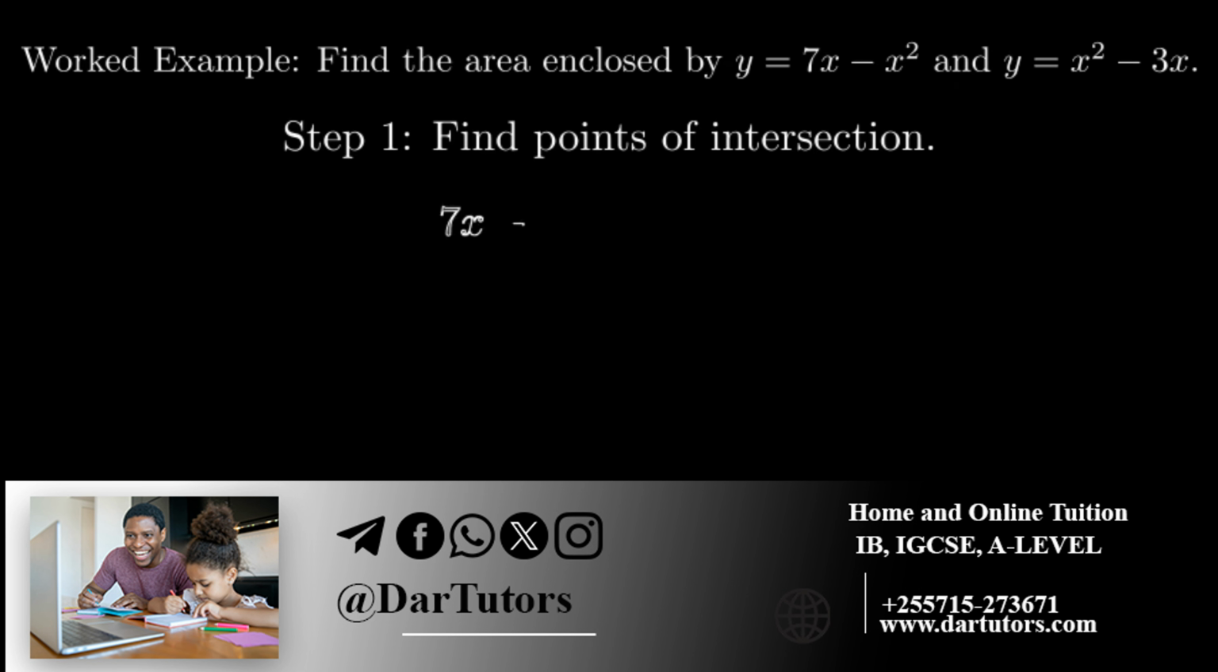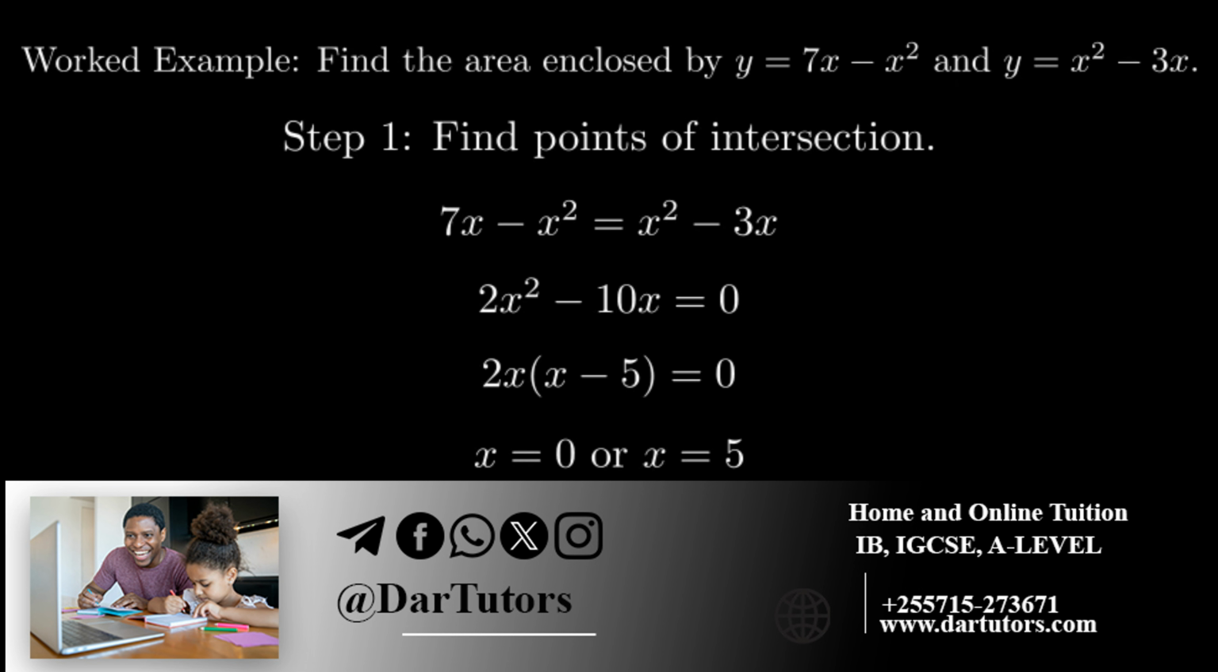To find the intersection points, we set the two functions equal to each other. Now we solve for x. Let's move all terms to one side. We get 2x squared minus 10x equals 0. Factoring out 2x gives 2x times the quantity x minus 5 equals 0. This gives us two solutions, x equals 0 and x equals 5. These are our limits of integration, a and b.